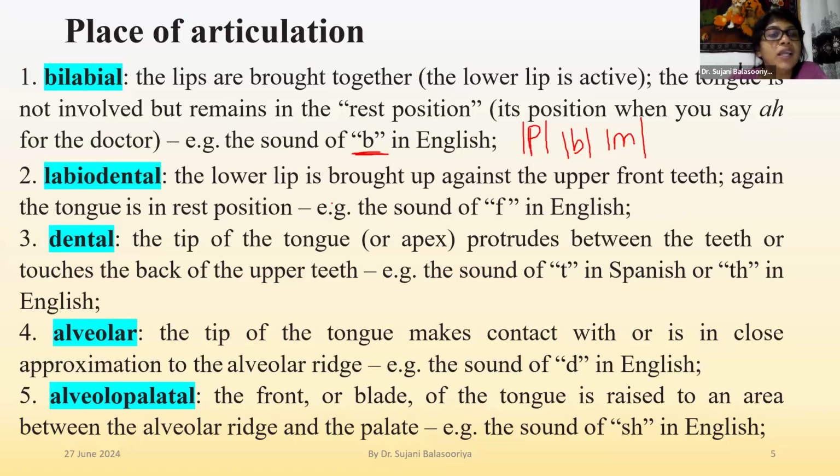When you talk about the labiodental, you need to understand labio means lips and dental means teeth. But we have 2 lips and 2 teeth, no? So we talk about the lower lip and the upper teeth, not vice versa. It is the lower lip and the upper teeth. So when we produce labiodental consonants, we bite the lower lip with the upper teeth. The lower lip is brought up against the upper front teeth, right?